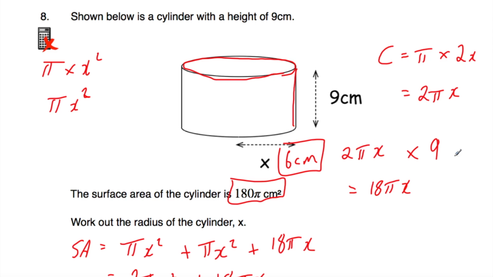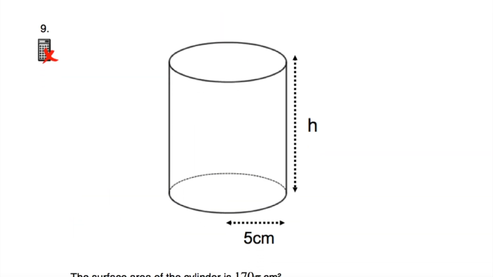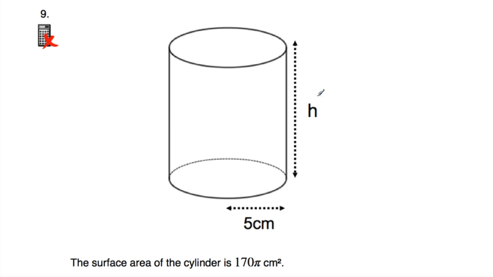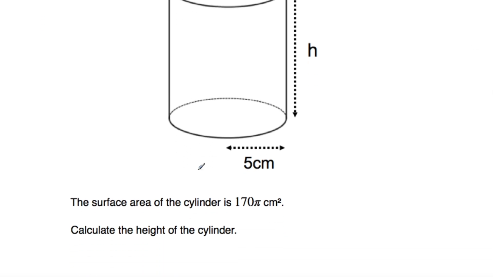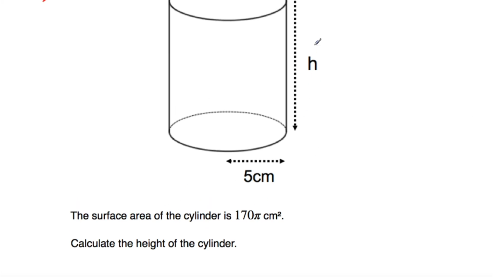Okay, let's look at our next question, question number 9. We've got the cylinder. The height of the cylinder is h, and the radius of the cylinder is 5 centimeters. And we're told that the surface area of the cylinder is 170 pi centimeters squared. And we've been asked to find the height of the cylinder, h.